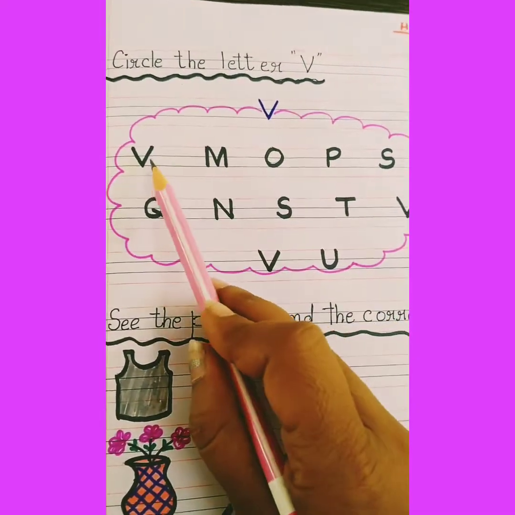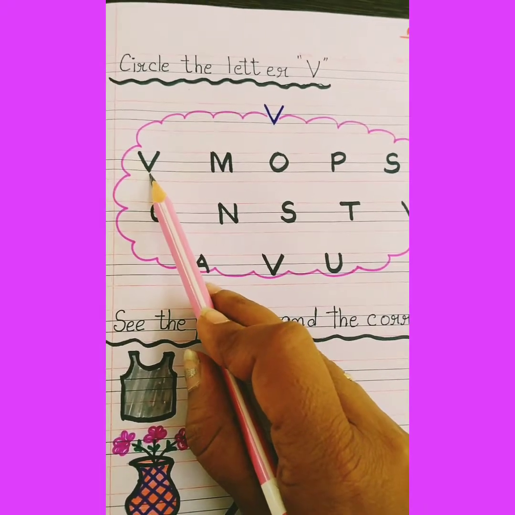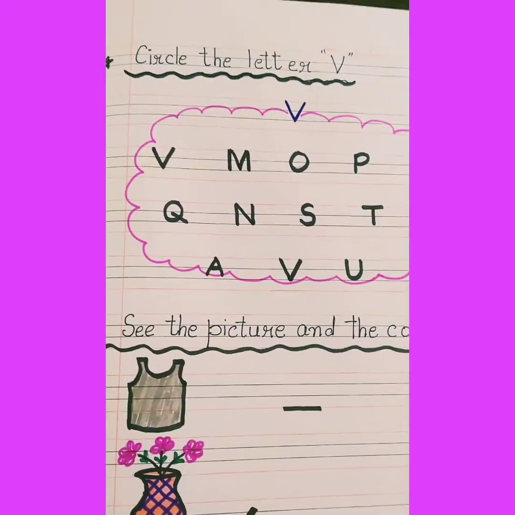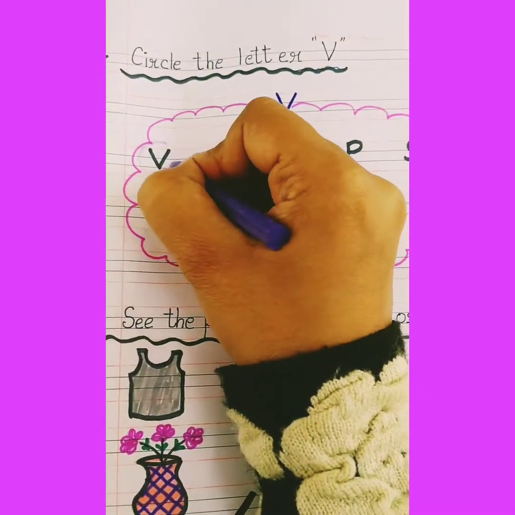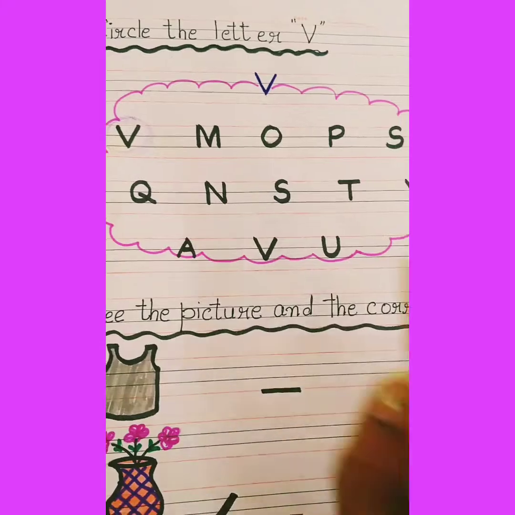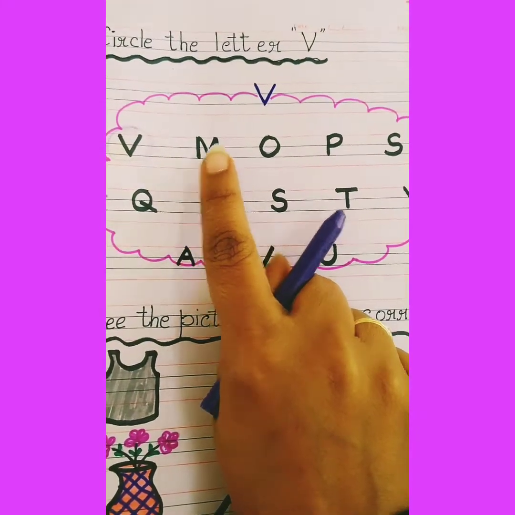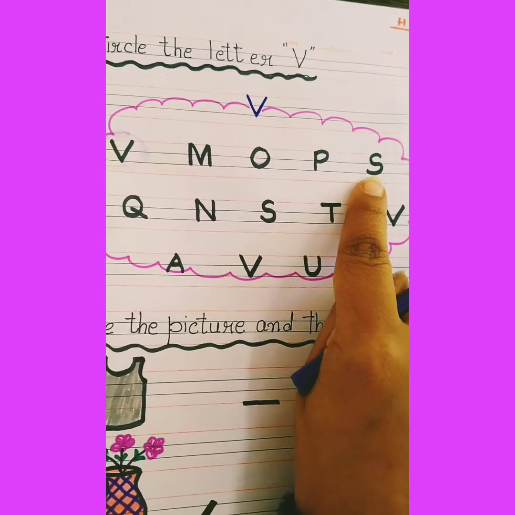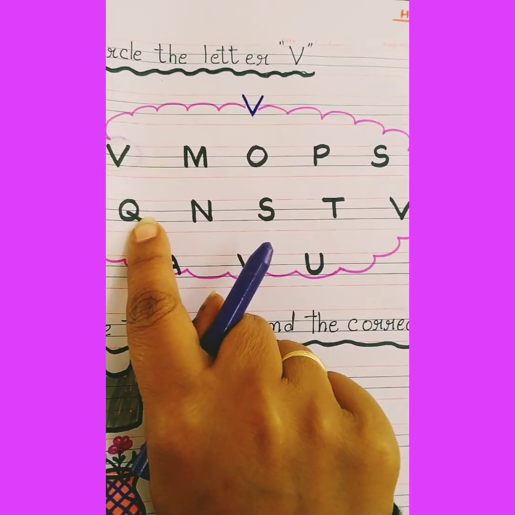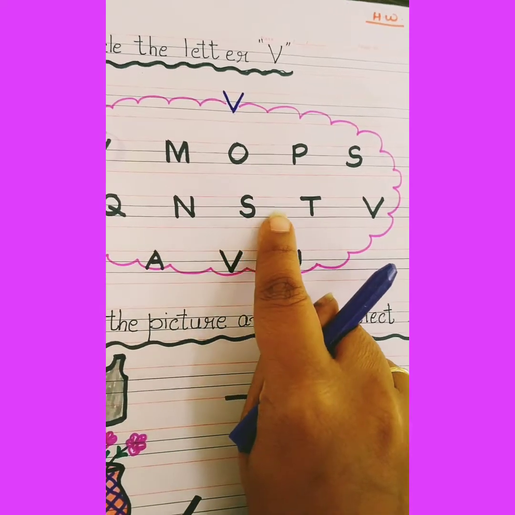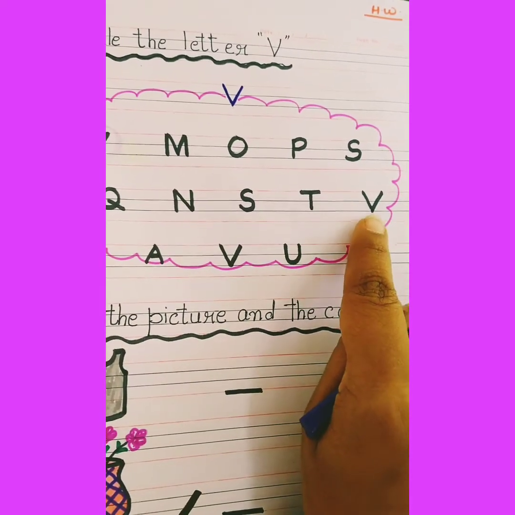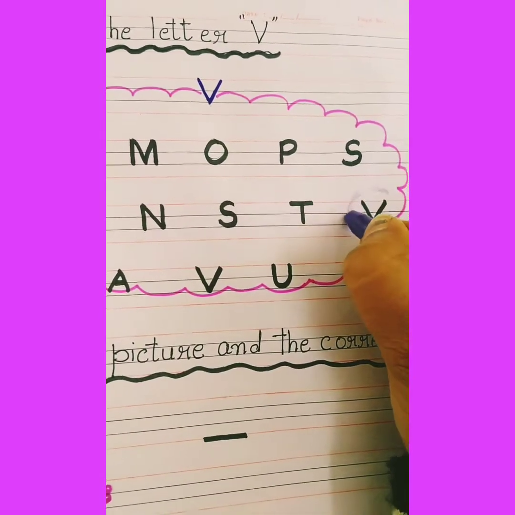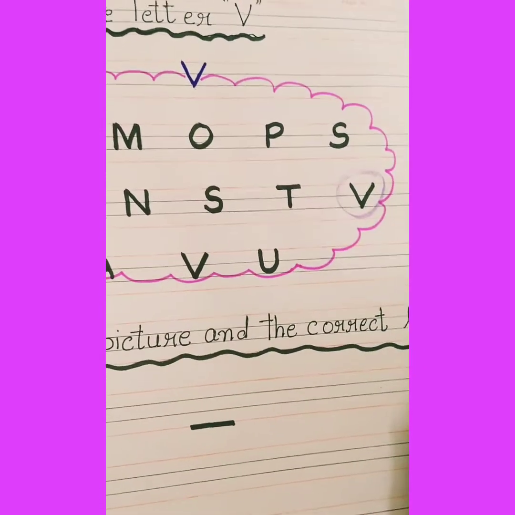Where is letter V? This is letter V. Yes, this is letter V. So you have to circle this. Okay, like this. Now this is letter V. No. This is letter V. No. This is no. No. This is letter V. No. So where is letter V? Here. This is letter V. Okay. So kids, you have to circle this letter V.